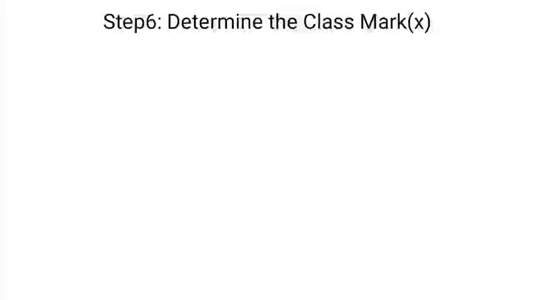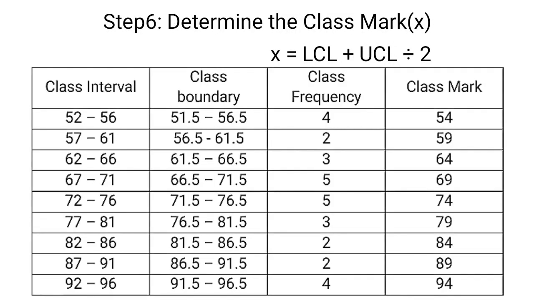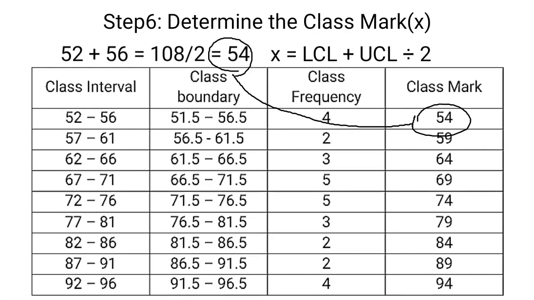Determine the class mark. This can be attained through this formula. Class mark is equal to the lower class limit plus the upper class limit, divided by 2. For instance, the total of the class interval limits 52 and 56 is 108, divided by 2, and the class mark will be 54. The same process applies to the other class intervals.